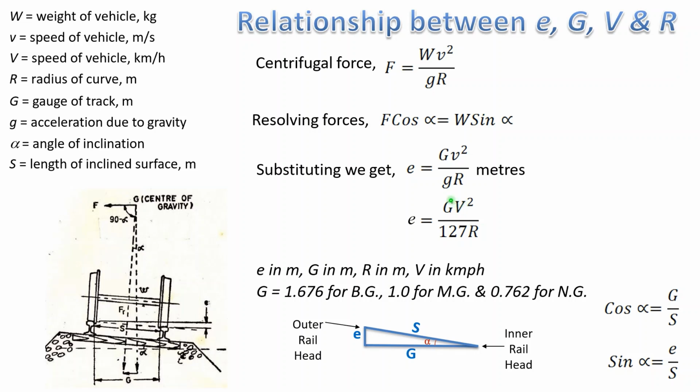So what is the value of G? That again depends upon the gauge. For broad gauge, you have to substitute 1.676 meters. For meter gauge, it will be 1 meter. And for narrow gauge, it is 0.762 meters. So you have to substitute these values for G, and you will get the super elevation for each of these gauges.